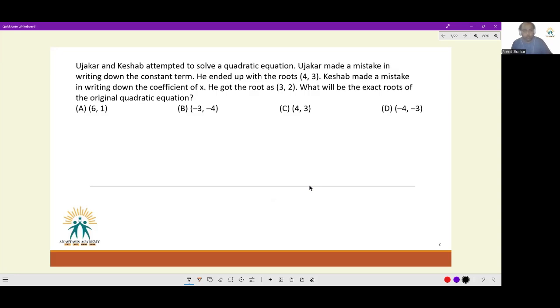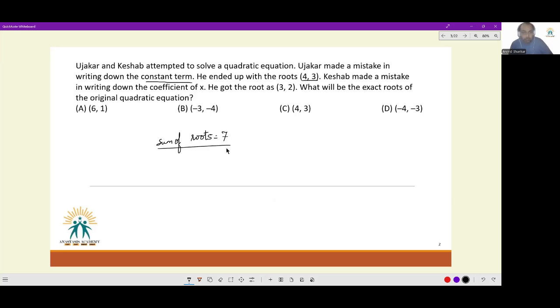Next, Ujagar and Keshav attempted to solve a quadratic equation. Ujagar made a mistake in writing down the constant term. Now see, the constant term is an indicator for the product of the roots. He ended up with the roots 4 and 3. See, product of the roots, he got wrong, but his sum of the roots is right. Sum of roots has to be 7.